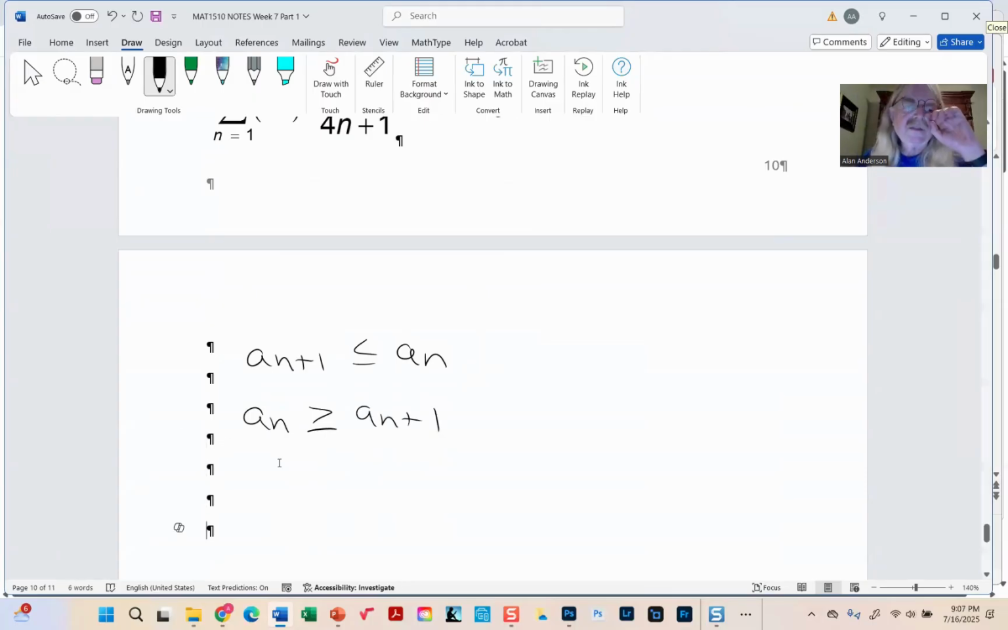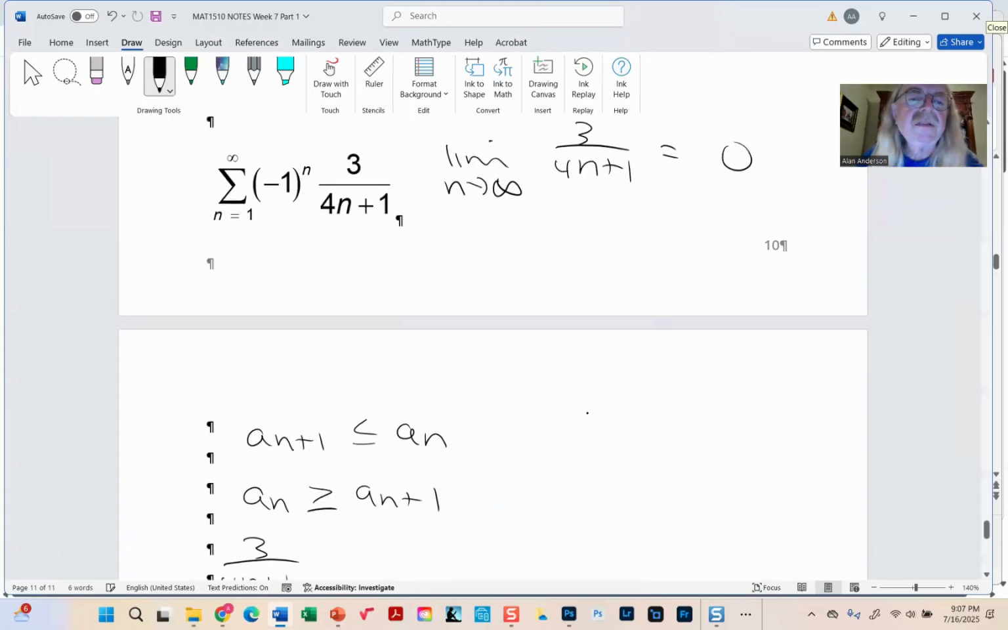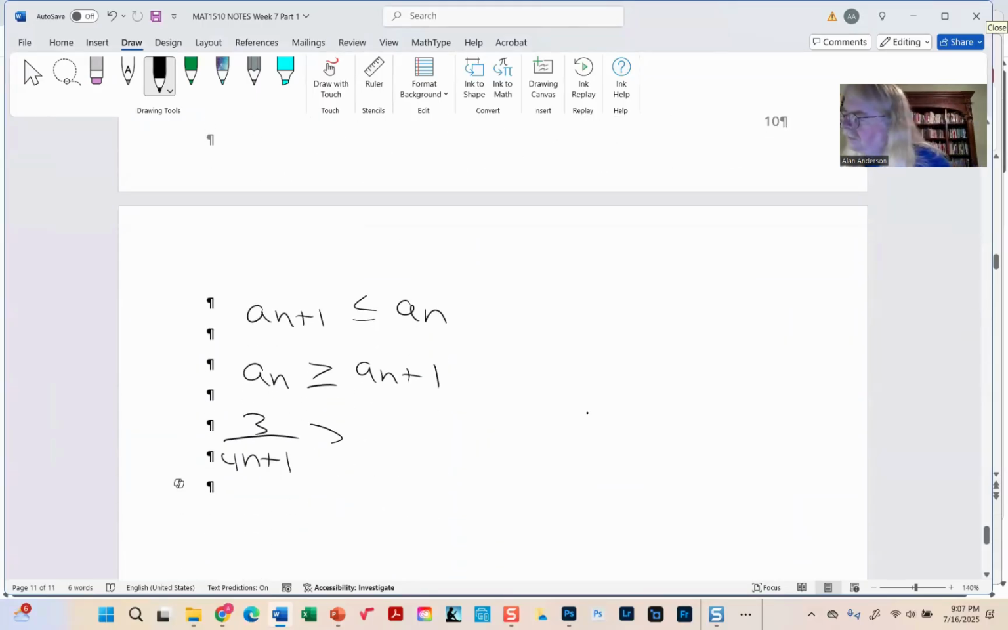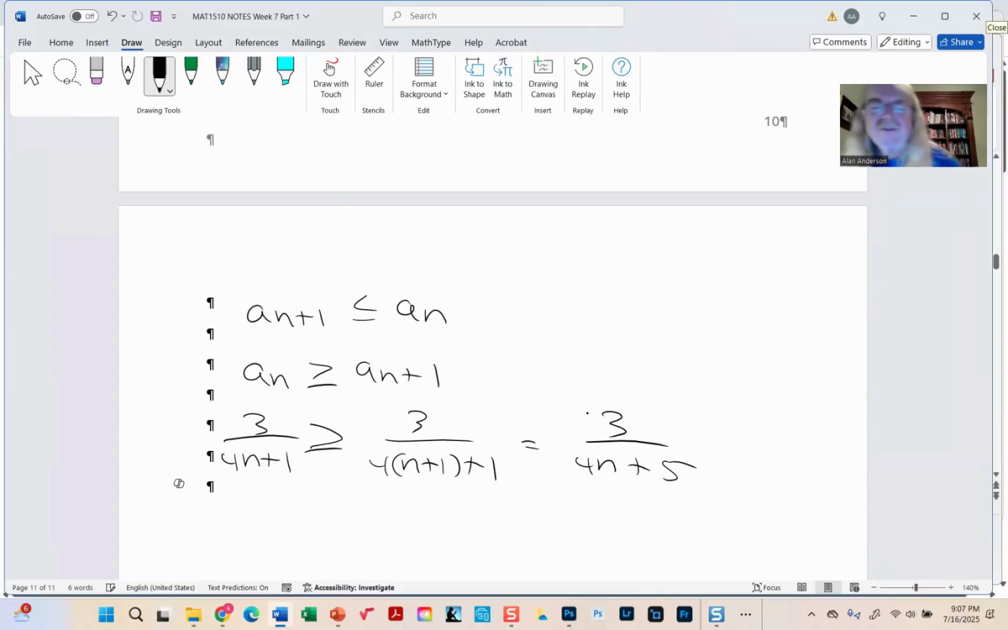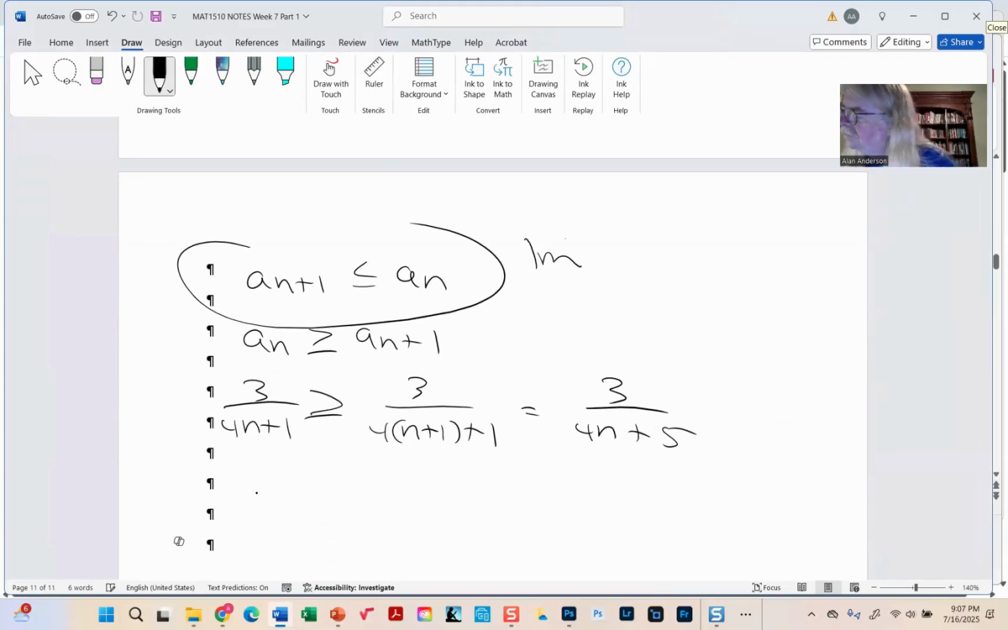So anyway, a n is 3 over 4n plus 1, which implies that a n plus 1 would be 3 over 4 times n plus 1, plus 1, which is 4n plus 5. And clearly, this is a true statement, okay, because we have a larger denominator. So both conditions are met, this piece and the limit. So therefore, it converges.